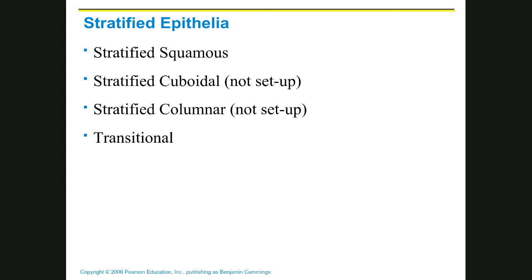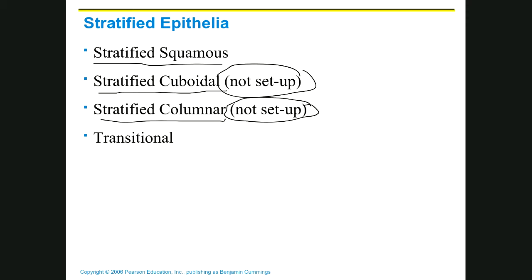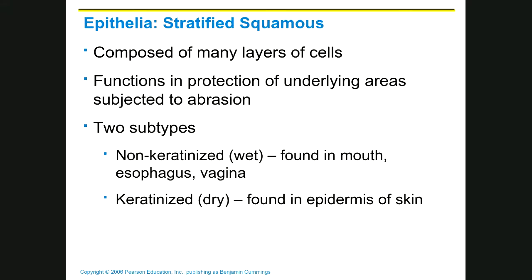And so we have stratified squamous, stratified cuboidal, and if you were in the lab, they're not set up. Stratified columnar, also not set up. And then transitional, which is another kind of weird one. So let's look at stratified squamous. So without knowing anything about it except its name, we already know that it's more than one layer. In fact, it's lots of layers. And we know that the top cells, not anywhere else, but the top cells are flat.